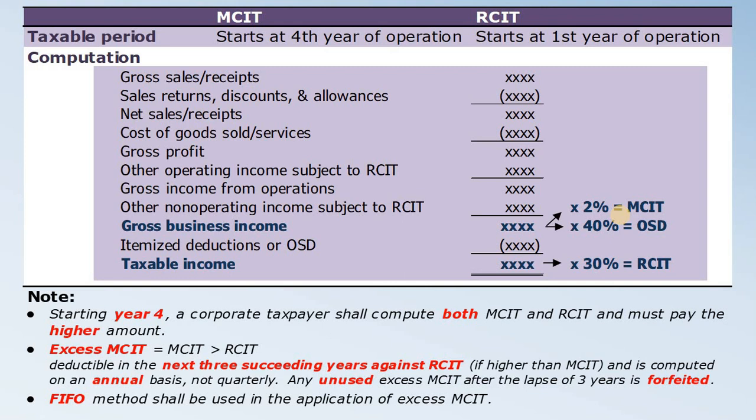However, the only difference between quarterly and annual reporting is the treatment for excess MCIT. The excess MCIT is only computed on an annual basis. On a quarterly basis, excess MCIT is not computed. It means that if the MCIT is greater than RCIT during the first 3 quarters of the year, the excess MCIT is ignored because excess MCIT shall only be computed at the end of the fourth quarter. However, the excess MCIT from prior years can be deducted from RCIT on a quarterly basis. What is not allowed on a quarterly basis is the computation of the excess MCIT once MCIT is greater than RCIT.